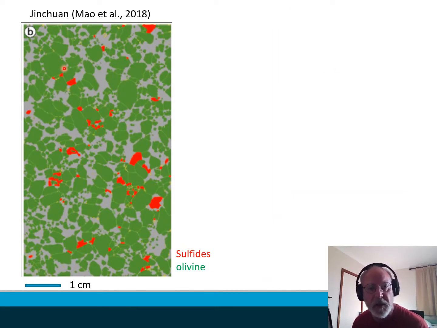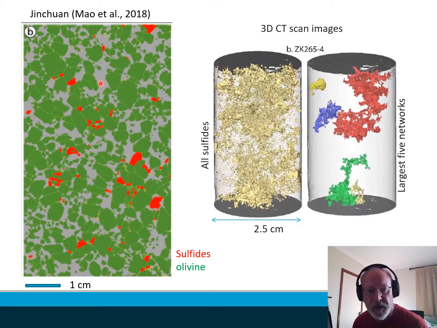This is also from Jinchuan. And this is a sample that's only got about 3 or 4% sulfide in it. Again, the olivine is in green. The grey material is the interstitial silicate melt, now solidified to pyroxene and plagioclase. That's what it looks like in 3D. So even though there's only a few percent sulfide in this rock, you'll see that those sulfides actually link together to form these frameworks. The different colours here are just different interconnected frameworks within the rock. And these frameworks are several centimeters in size.